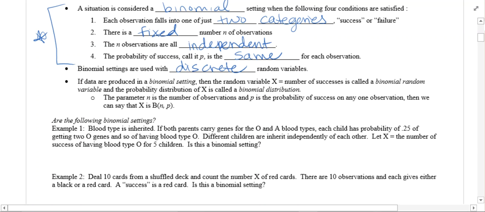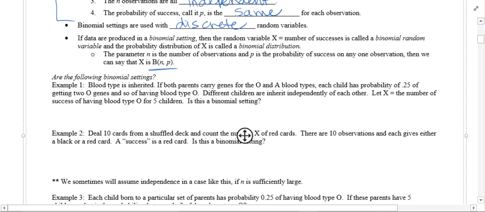Okay, so those are just the vocabulary. The shorthand notation for binomial is the capital B, and then N and P is what you would list inside there. So are the following binomial settings.